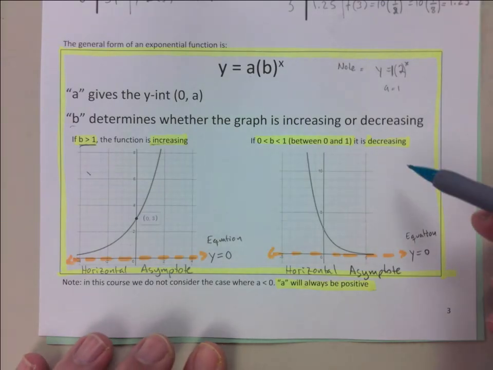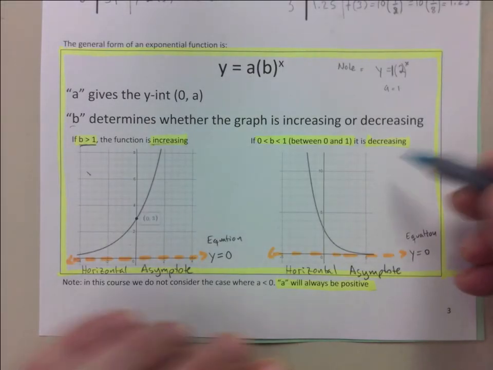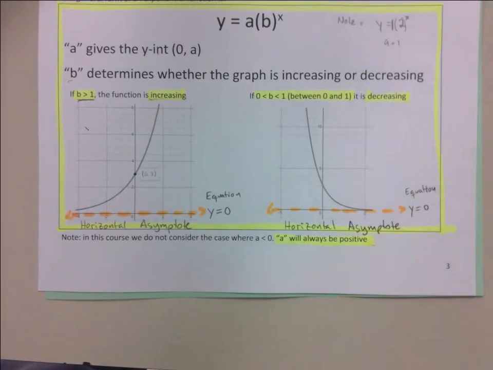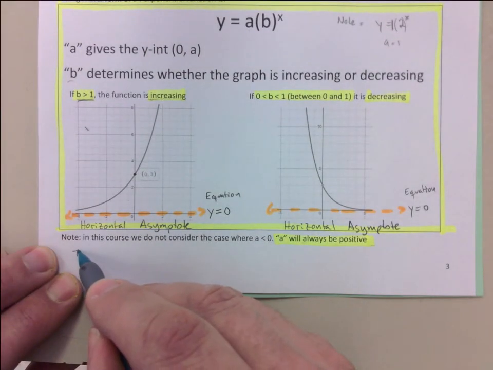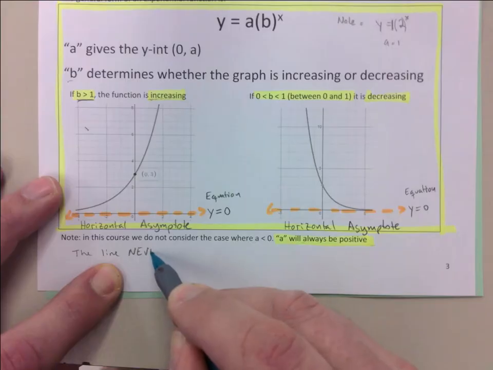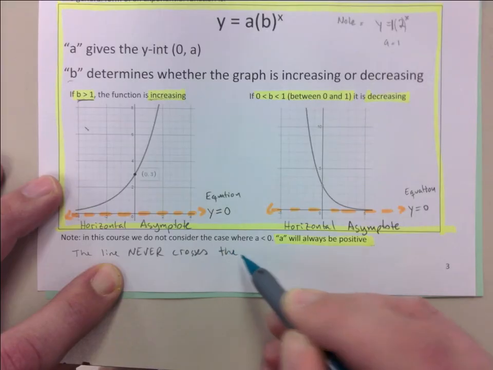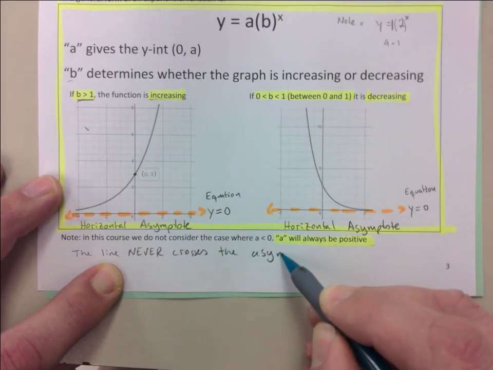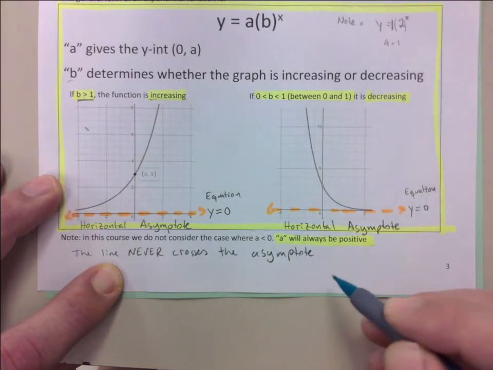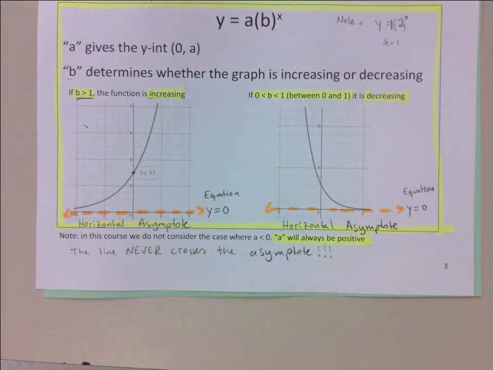The line never crosses the asymptote, right? I will add the note under this. The line never crosses the asymptote. Okay? And there's always one for exponentials. There's also one for logarithmic, but more about that later.